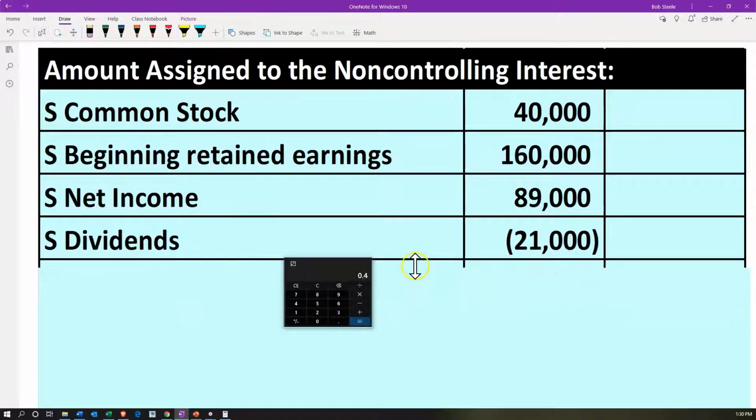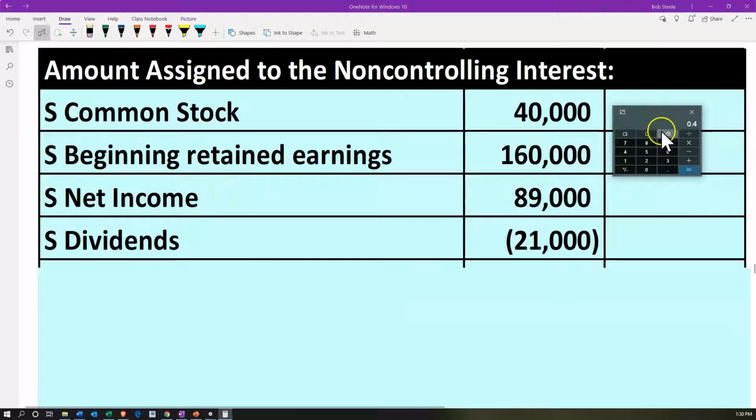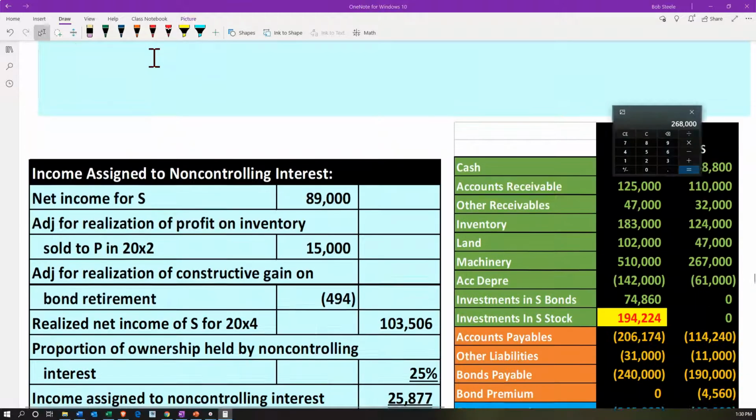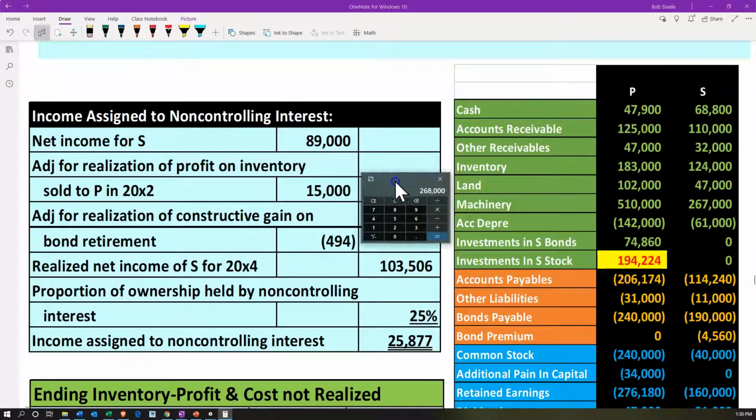So there we have our items. We have the common stock, the beginning retained earnings, the net income, and the dividends. In other words, if we were to add this up, we've got the 40,000 plus the 160,000 plus the 89,000 minus the 21,000. That would give us our 268,000. You can consider this in a couple different ways, and this is similar to our first journal entry. We'll take into consideration some of these components as well.